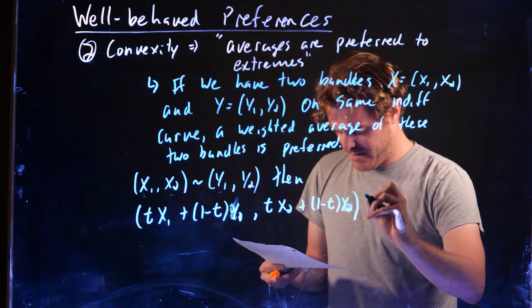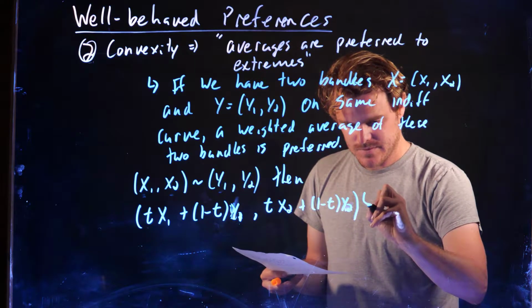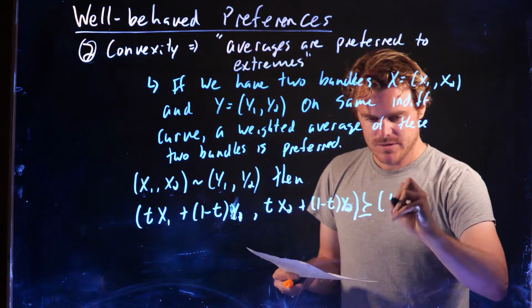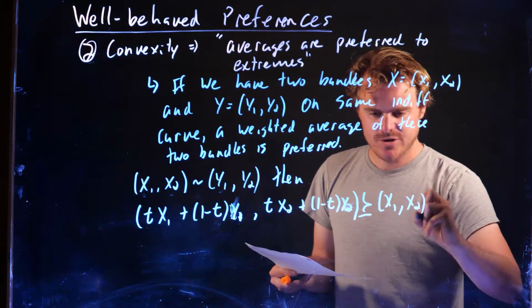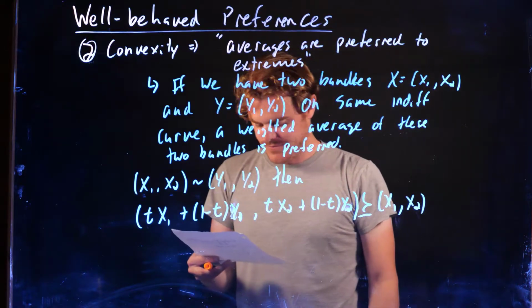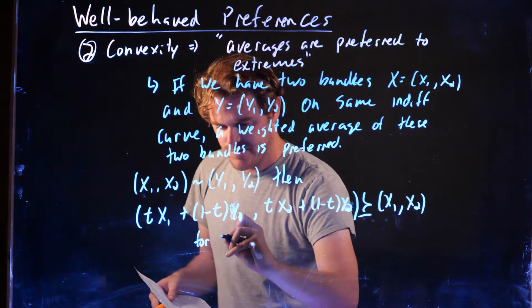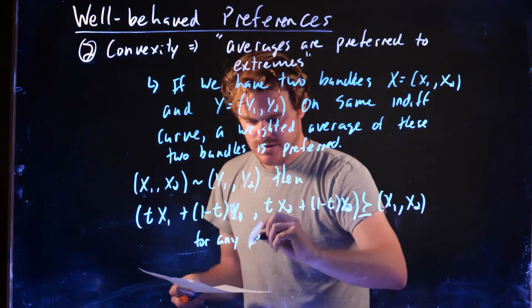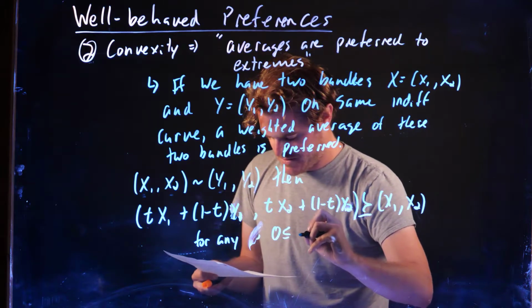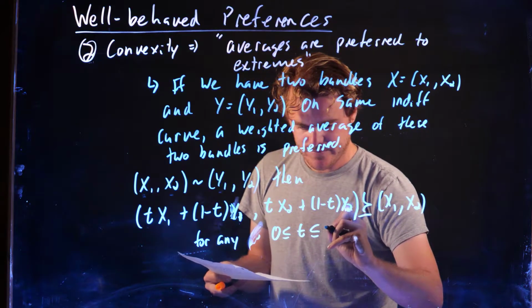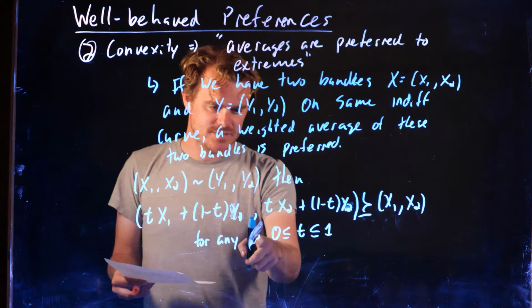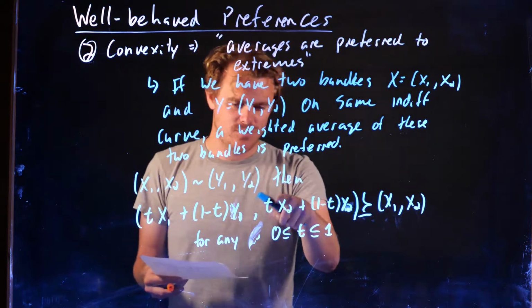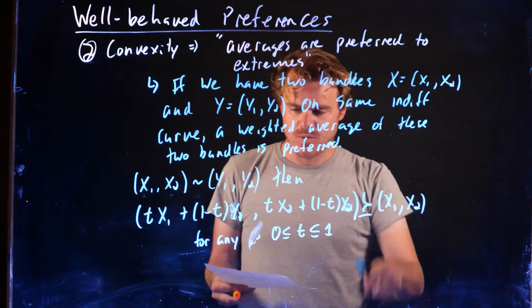This is going to be weakly preferred to bundle x1, x2, and same with y1, y2, for any t between 0 and 1. So let's write that out, 0 and 1. Obviously, if t equals 0, then we're really just taking y1 and y2, and so that's why it's weakly preferred.